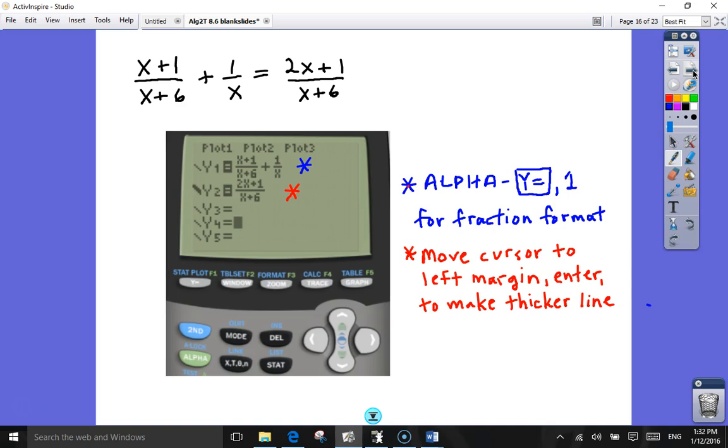Now, the other thing that I like to do when I'm putting more than one graph, or more than one curve, which we'll call that, on the graph, is that I like them not to look exactly the same. So if you want to have the second one have a fatter line so it's clear which graph came from which function, then you move the cursor all the way into the left margin so it's blinking over that, and then hit enter once. And it'll change that thin line to a fat line so that when you look on the graph, they're different.